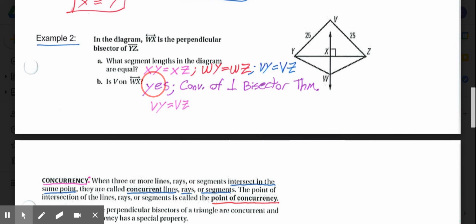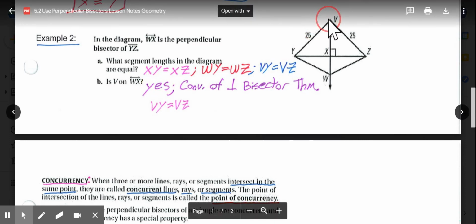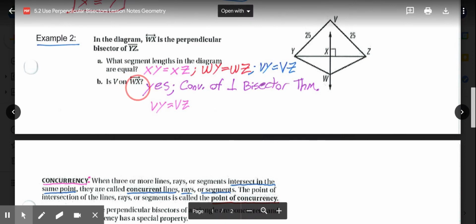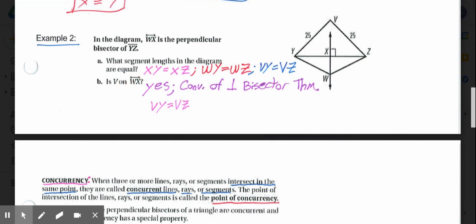Then they're asking, is V on line WX? Yes, it is. Because V is the same distance from Y and Z, meaning 25 and 25, according to the converse of the perpendicular bisector theorem, it must be on the perpendicular bisector, in this case, line WX.